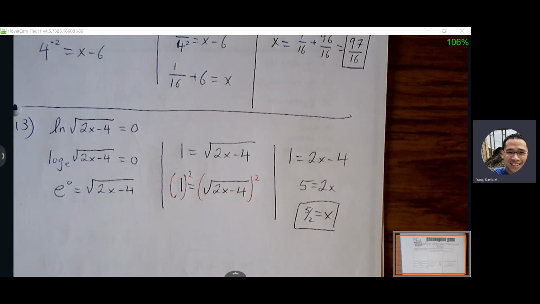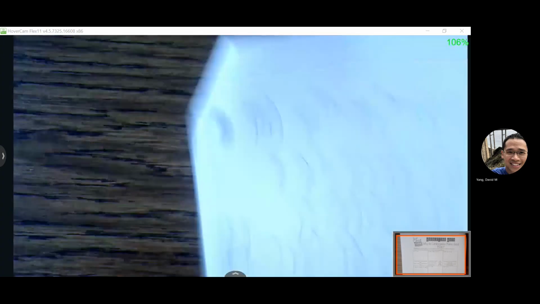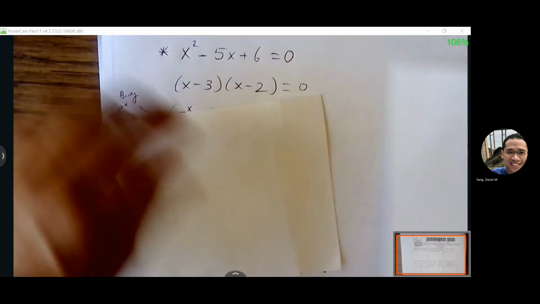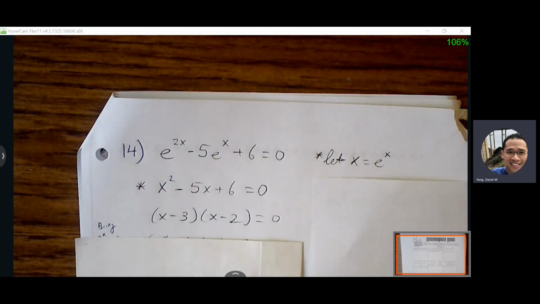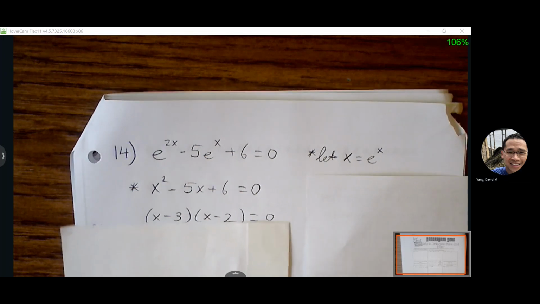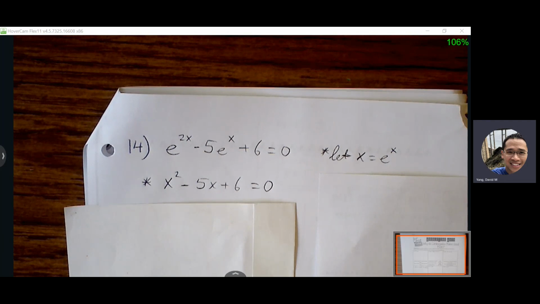Okay, 2 more, 14 and 15. Okay, 14 is one of those factoring problems. Let's make that e to the x be represented by x or a different variable. Factor the easier problem, and then you can bring the e to the x back.